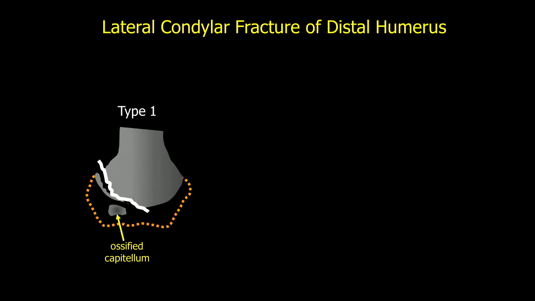Now, interestingly, these injuries happen in slightly younger children. Here we have an example of the distal humerus, and we can see that the distal epiphysis is largely cartilaginous, but there is a small ossified capitellum.